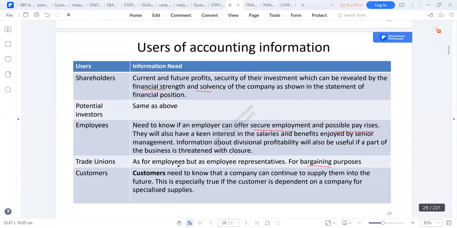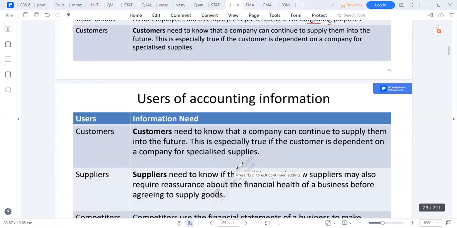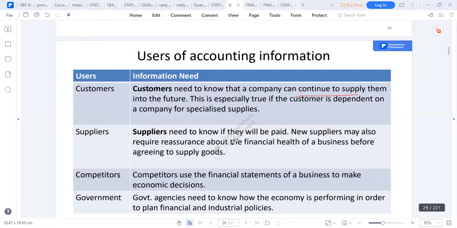The customers are there to assess the ability of this company to provide them with supplies for the foreseeable future. So they need to know whether the company continues to supply them what they need. They don't want stock-out costs, where you come and there's nothing available. The suppliers also want to know whether they'll be paid because they usually supply on credit. Competitors also are there to compare, to make economic decisions based on their competitors.